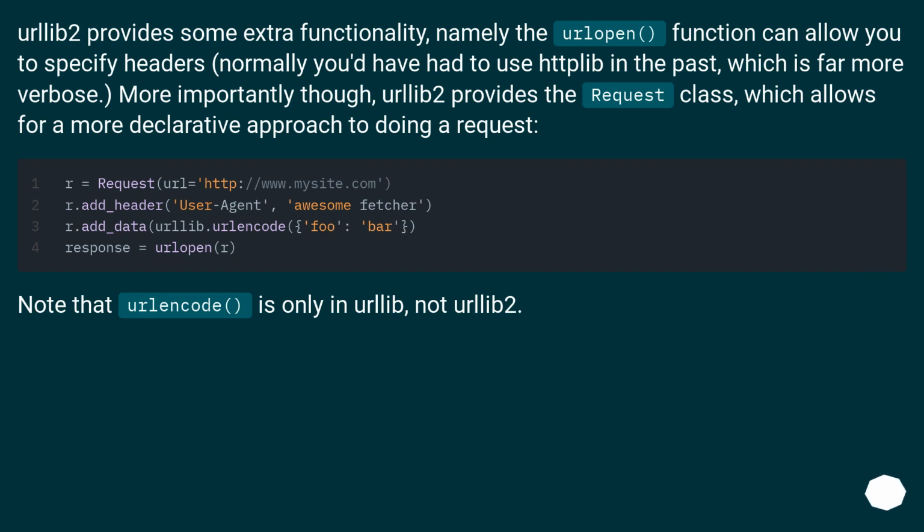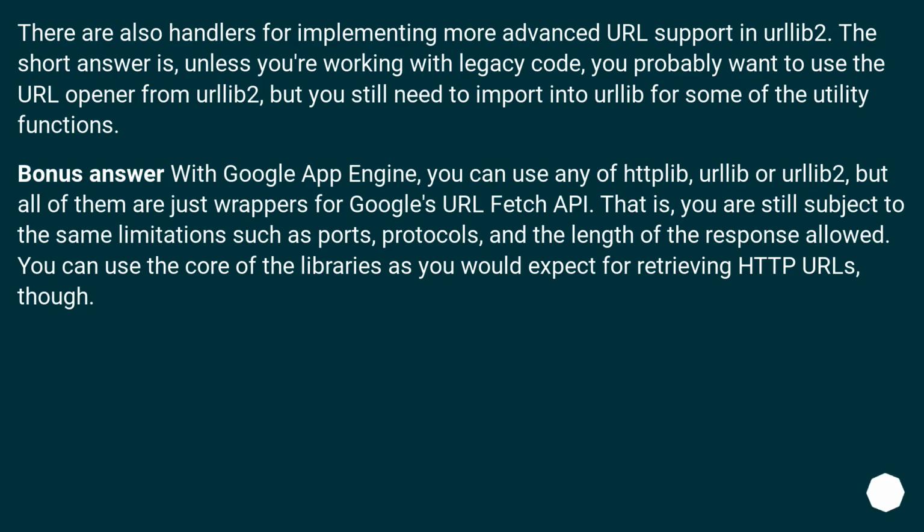urllib2 provides some extra functionality, namely the urlopen function can allow you to specify headers. Normally you'd have had to use urllib in the past, which is far more verbose. More importantly though, urllib2 provides the Request class, which allows for a more declarative approach to doing a request. Note that urlencode is only in urllib, not urllib2. There are also handlers for implementing more advanced URL support in urllib2.